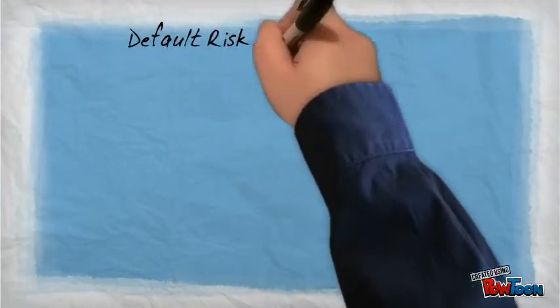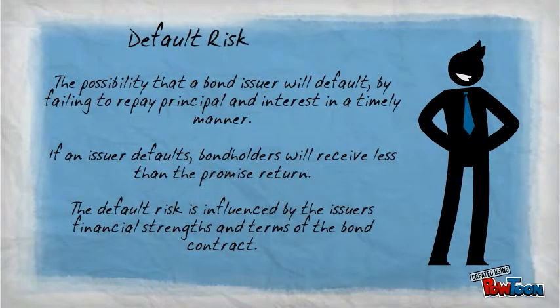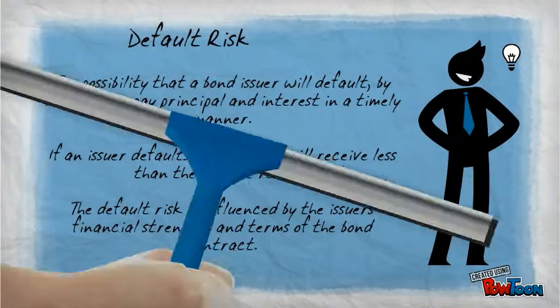Default risk. The possibility that a bond issuer will default by failing to repay interest in a timely manner. If an issuer defaults, bondholders will receive less than the promised return.